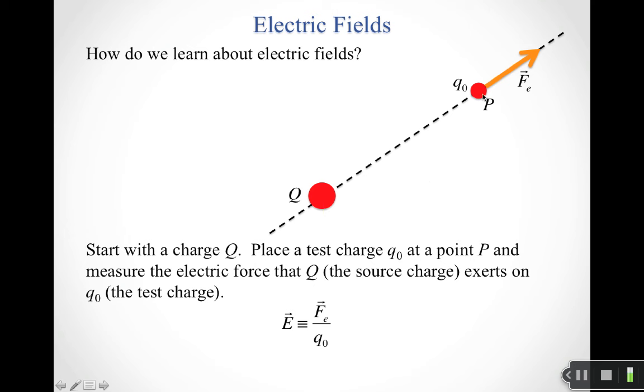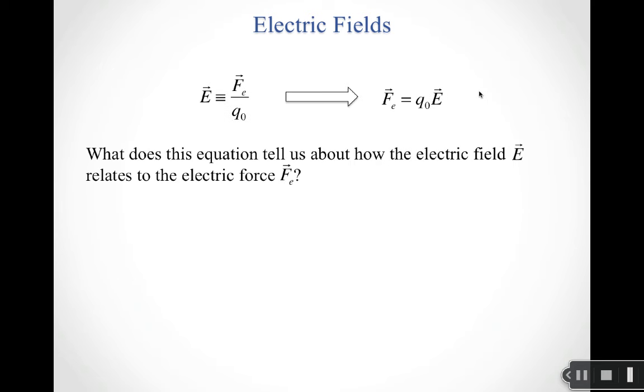And so what this says is that at any particular point in space, so here at our point P, there is an electric field created by our source charge. When you place a test charge, some other charge, at that point, it then responds to that electric field by feeling an electric force. That's the idea.